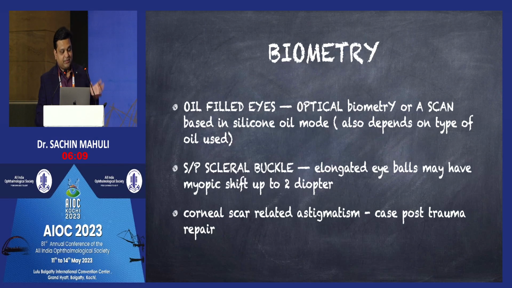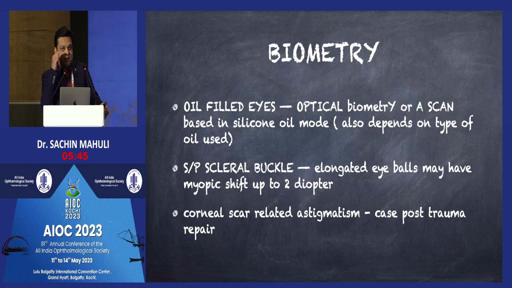In biometry, especially in silicone-filled eyes, it's always better to use optical biometry if the cataract is not very dense, because most of these machines have a silicone oil filled eye mode. You can select whether it's a 1000 centistoke or a 5000 centistoke oil, and then based on that you can look into the lens power.